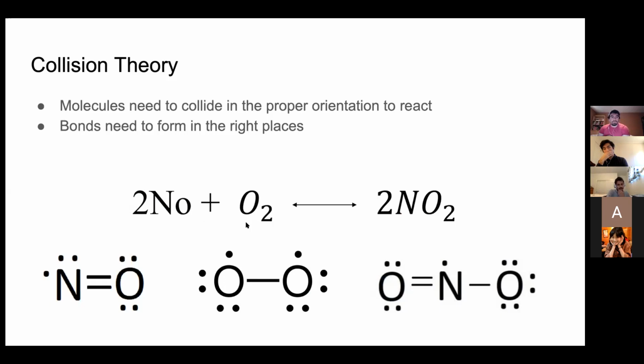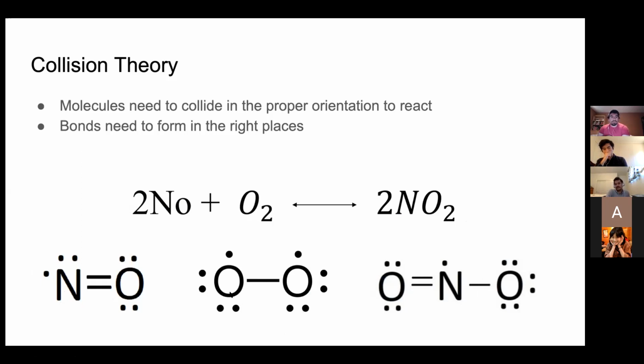We have NO plus O2 going to NO2. And these are the Lewis structures down below. As you can see, we have our two oxygens attached to our middle nitrogen in NO2. And how this works, if you treat these molecules as hard spheres and the bonds as sticks connecting them, is we need one of these oxygens on O2 to hit this NO on its nitrogen side. That way we'll have this bond form such that we have nitrogen in the middle, our oxygens on the outside.